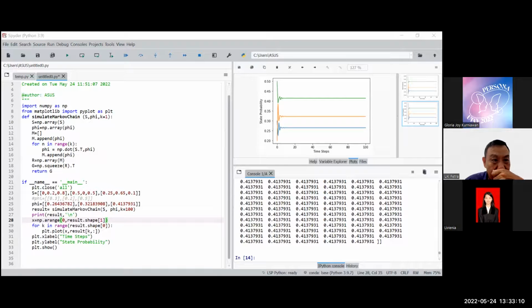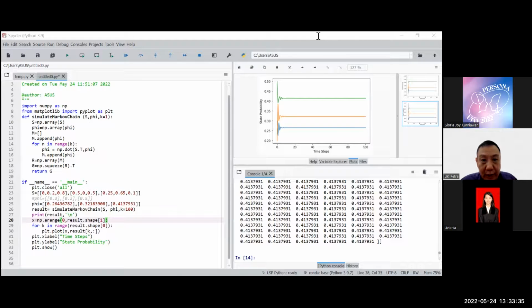Anyway, if you want, you can also get the same value instead of copying that. You can also use the code to calculate the limit distribution, the equilibrium, the stationary distribution. So, yeah, thank you.